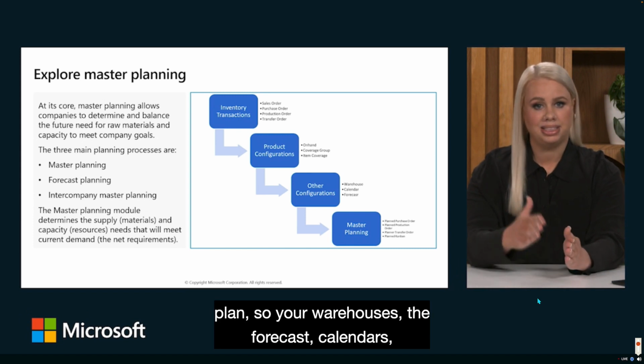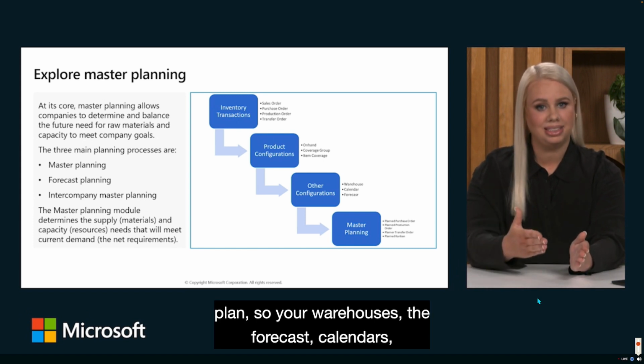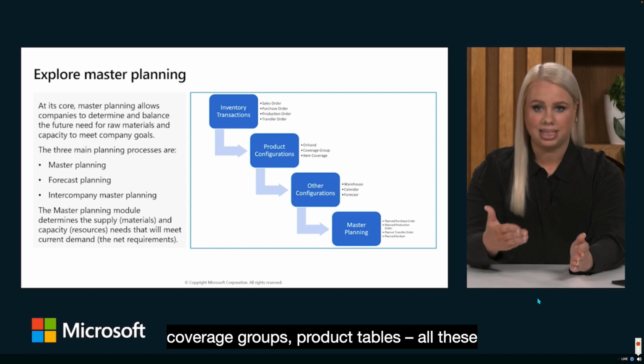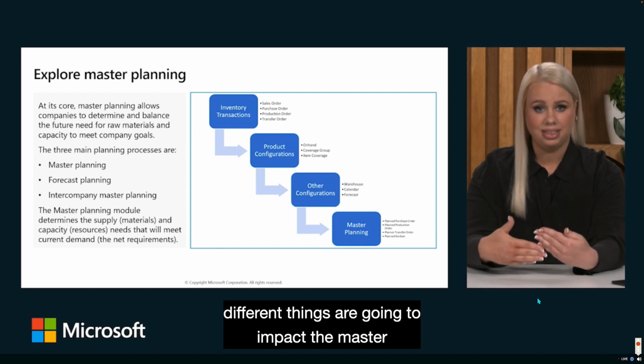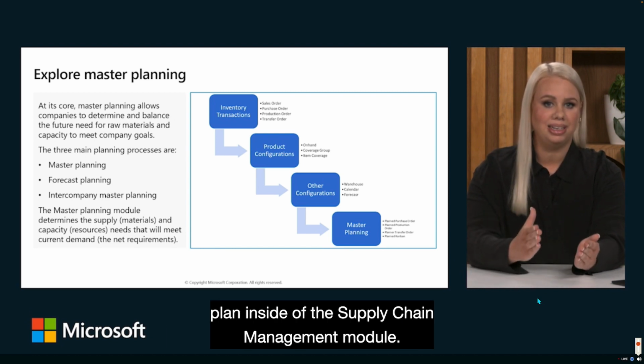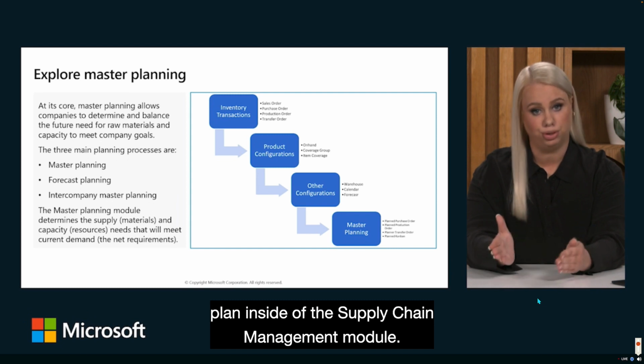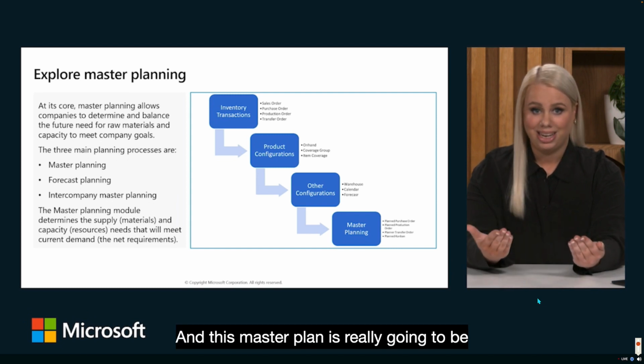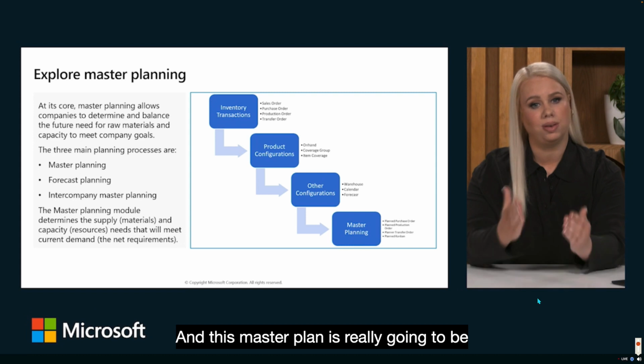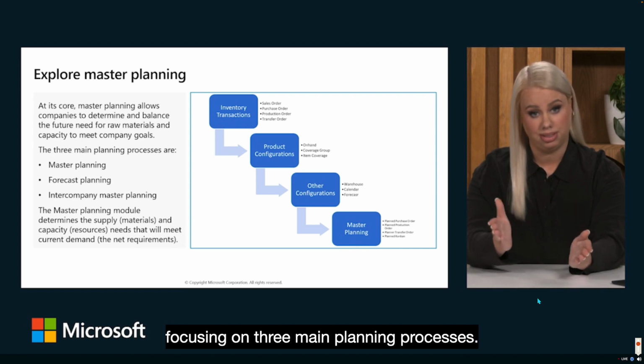So your warehouses, the forecasts, calendars, coverage groups, product tables, all these different things are going to impact the master plan inside of the supply chain management module. And this master plan is really going to be focusing on 3 main planning processes.